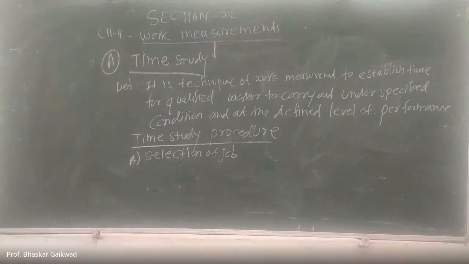Whenever problems are there, a big cycle time is there, more time is required to process, rejections are more, overtimes are more, some operation is creating a problem, and the cost of the job is also high, such things you have to keep in mind while selecting jobs for time study. So this is the first one.